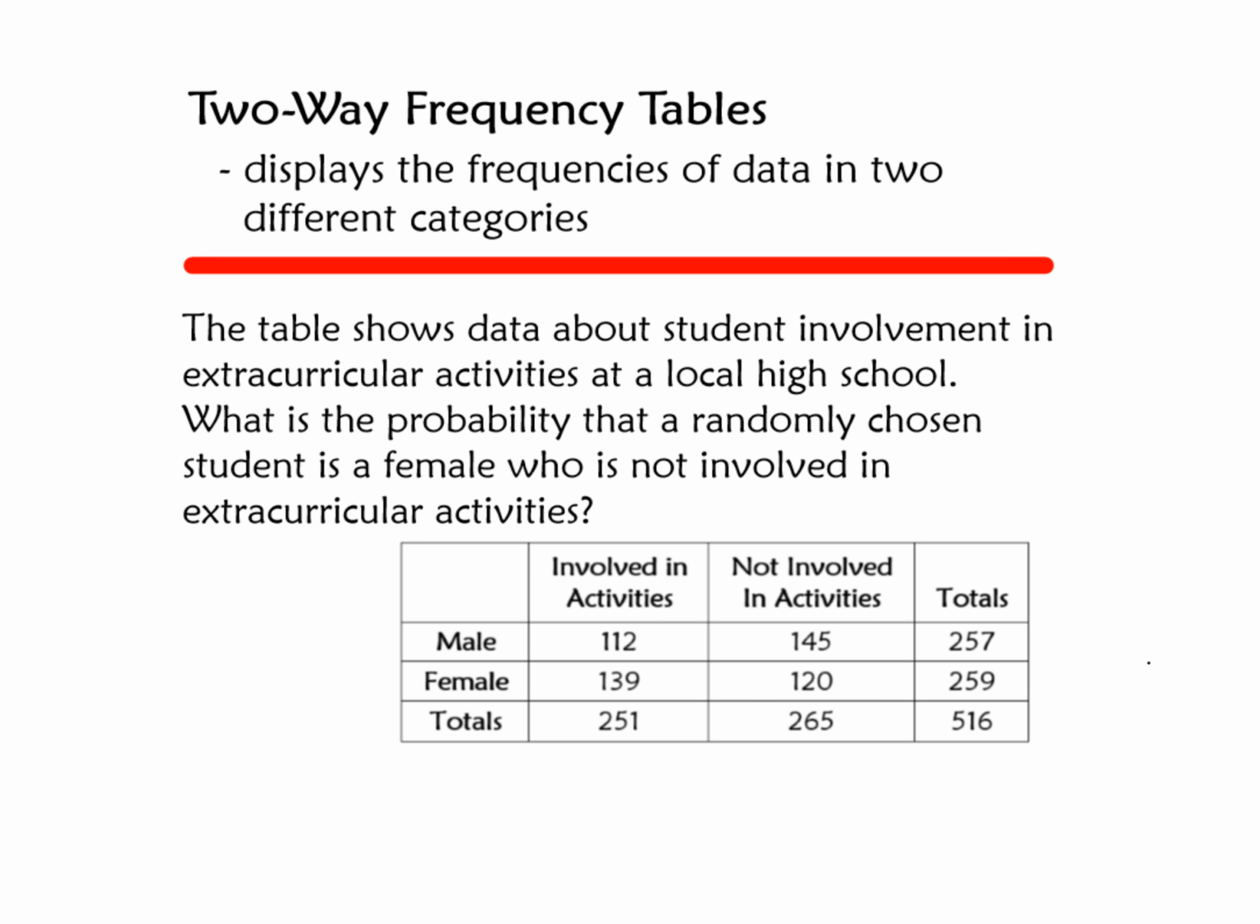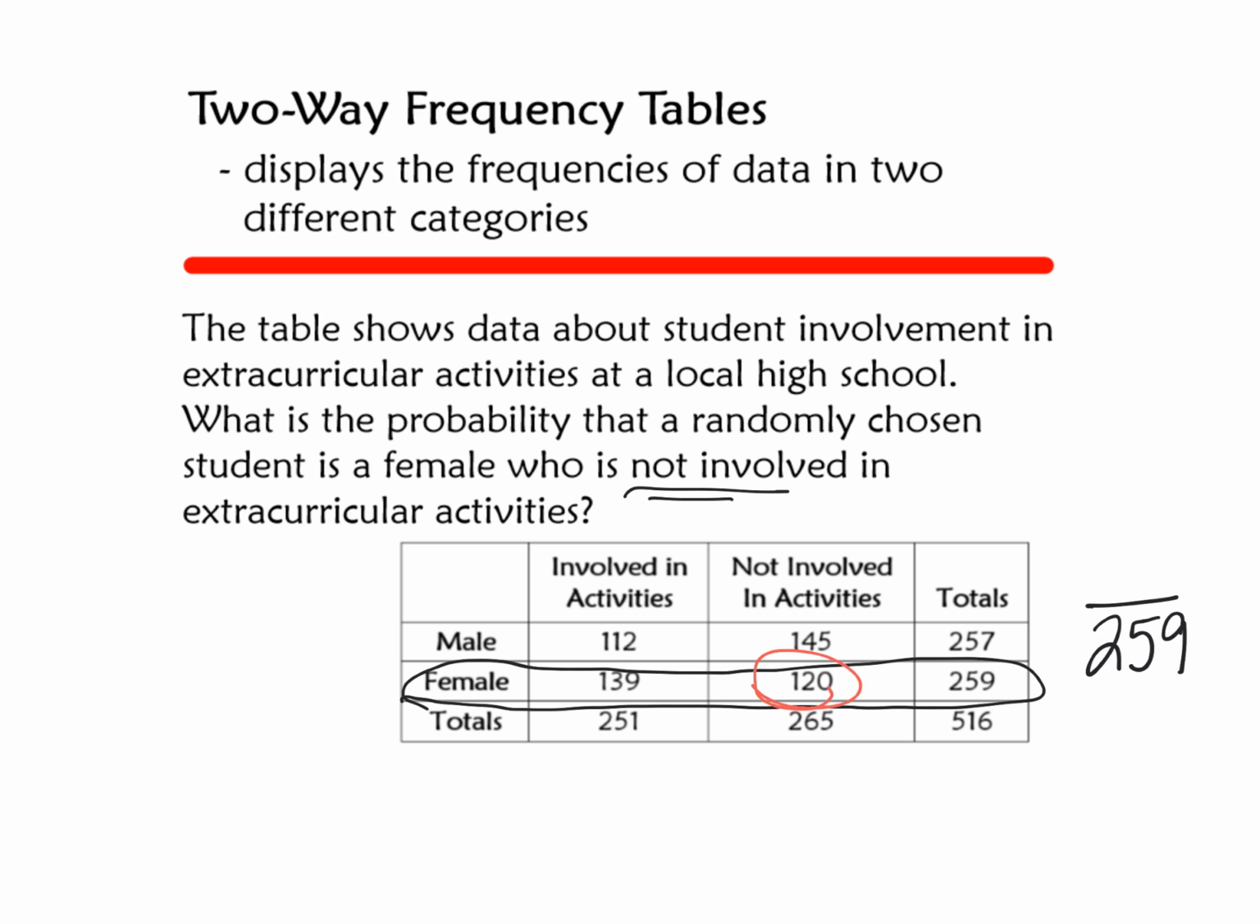It says the table shows data about students' involvement in extracurricular activities at a local high school. What's the probability that a randomly chosen student is a female who is not involved in extracurricular activities? Okay, so really what we're doing is looking at just the females. We're only focusing on the females in this data. So I know there's 259, so I know it's going to be out of 259. The category that I'm interested in is not involved. So not involved, that would be this number right here. So it's going to be 120 out of 259.